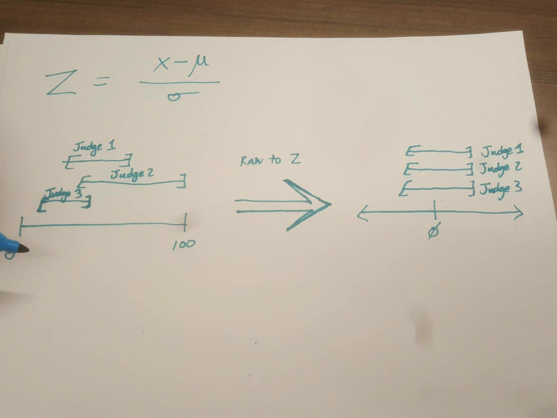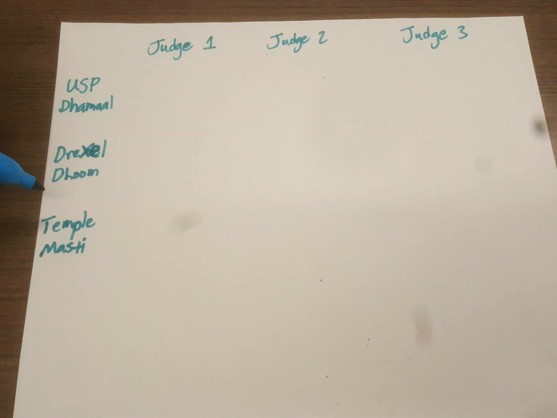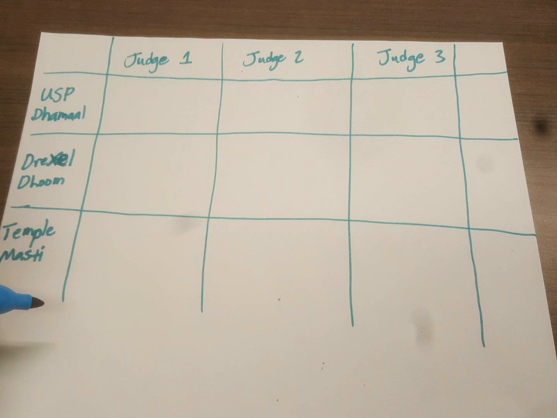Let's design a simple competition as an example. I want you to imagine that we have 3 judges with very different backgrounds, and just for fun, let's pick 3 teams that sorta don't exist anymore. Let's go with USP The Mall, Drexel Doom, and Temple Musty. Let's keep life simple and say the rubric is out of 10 points total.